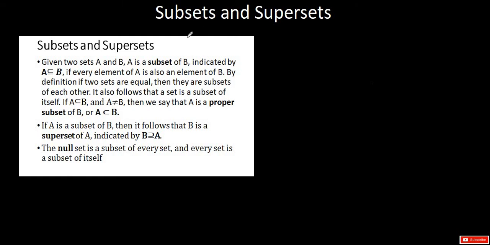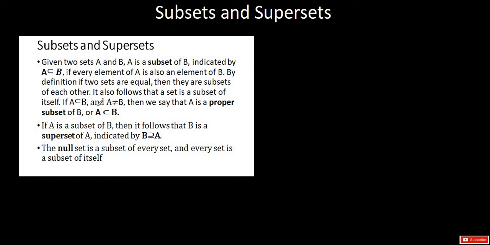In this video, we're going to study subsets and supersets. Given two sets A and B, A is a subset of B, indicated by the symbol A ⊆ B, if every element of A is also an element of B. By definition, if two sets are equal, then they are subsets of each other. It also follows that a set is a subset of itself.